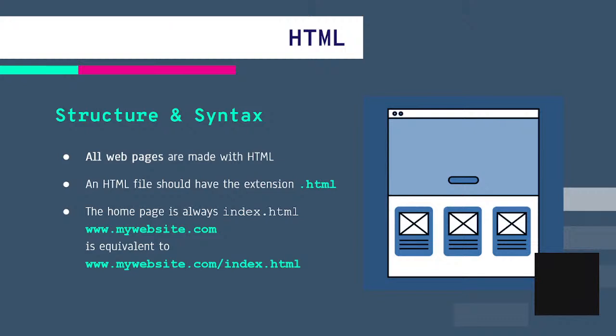So all web pages are made with HTML. Essentially, that's the structure of the web page that we're seeing. We're seeing HTML rendered. An HTML file will have an extension of .html. And so a home page for a website is always index.html. And the web browser hides that from us typically. So if we go to www.mywebsite.com, we're actually visiting that index text file, the HTML file. That's what we're visiting. The browser is what is displaying everything nicely for us.